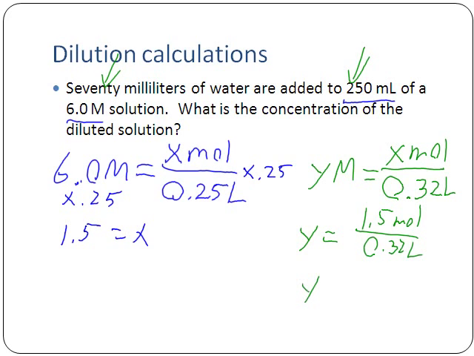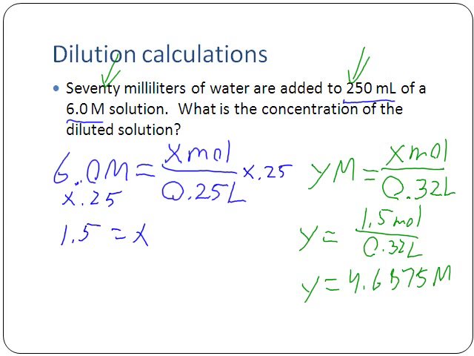And so go ahead and once again get out our calculators, and we say 1.5 divided by 0.32, and so we get 4.6875. And so for the whole thing, 4.6875 molar solution, which would make sense because it originally was a 6 molar solution. We've added water, so it's diluted it a little bit. So now it's down to 4.6875.